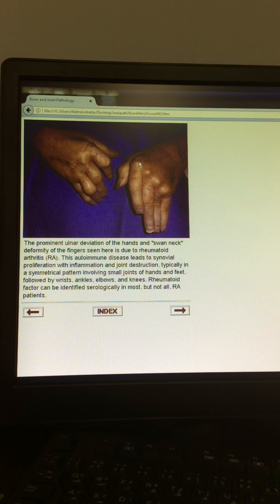This usually occurs due to swelling in the metacarpophalangeal joint. Okay. And the second abnormality is the swan neck deformity.